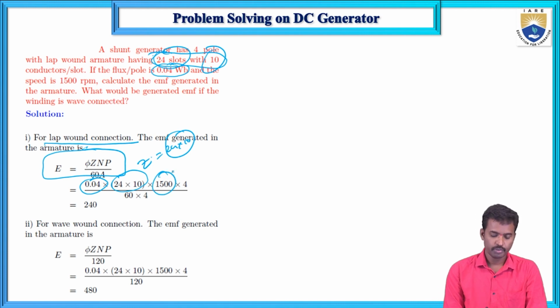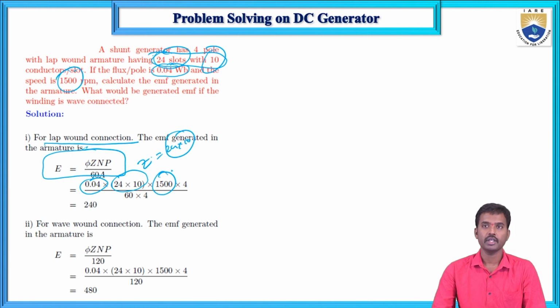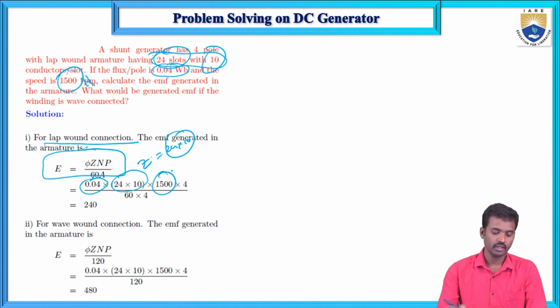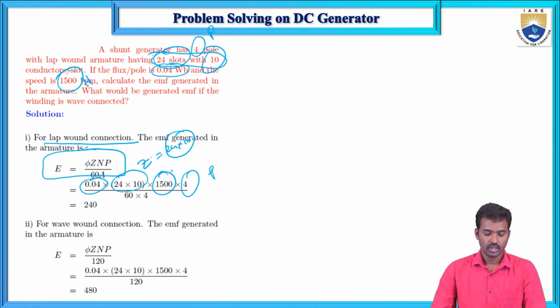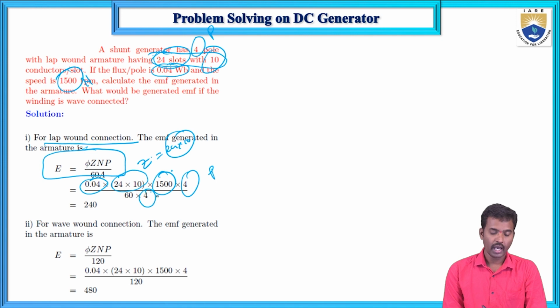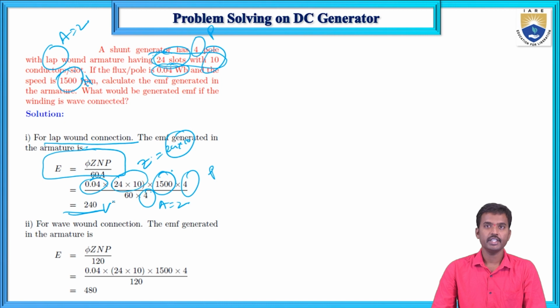Next, speed is 1500 rpm, this is N, and number of poles P here. And next it is lap connected, A equals 2. So now here the induced EMF is Eg equals 240 volts.